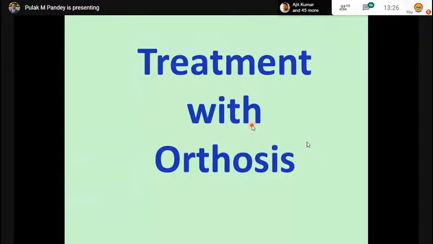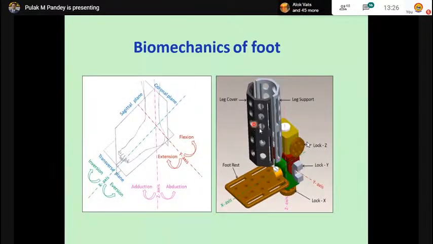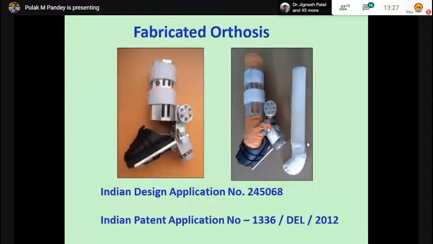So what did we prepare? Using various designs, the concept of 3D printing, and the biomechanics of the foot, we first made a CAD model of this kind of orthosis. We can see there's a platform. This platform can move about this axis, about the x axis, and about the vertical axis. So there are three motions: inversion, eversion, adduction, abduction, and extension and flexion. These are the three motions of the foot, and you can achieve them with this. This is the kind of orthosis we have developed.